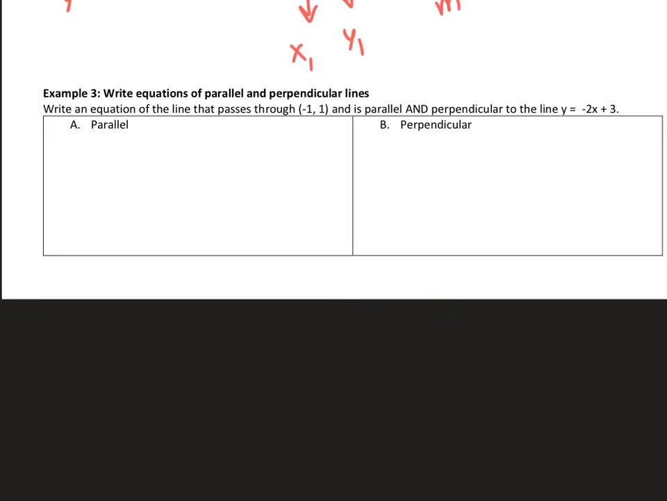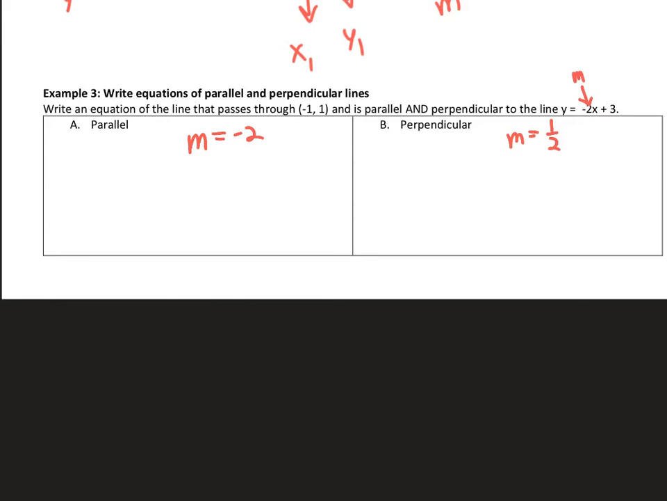Next, parallel and perpendicular lines to a specific line. So we write an equation of a line that passes through the point -1, 1, and is parallel and perpendicular to the line y equals negative 2x plus 3. So when we're talking about parallel and perpendicular to this line, all we care about is that slope. The y-intercept doesn't factor into that. So the parallel slope to this given line is -2. The perpendicular slope is the opposite reciprocal. So opposite means this slope will be positive. Reciprocal means it would be 1/2. Okay, so I'm just getting the slope right off the bat there.